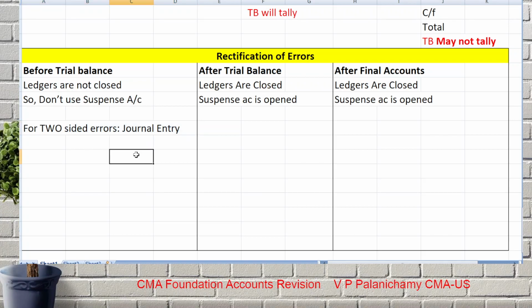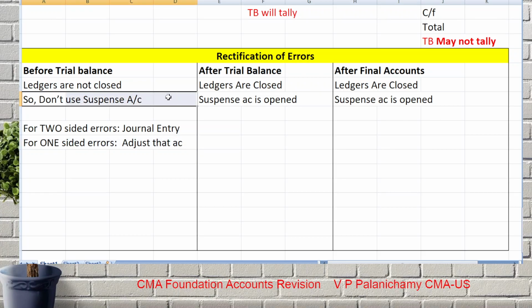Journal entry. For a one-sided error, if an error affects only one account, adjust that account. For example, machinery purchased not posted in the machinery account. What will you do? Post it in the machinery account, that's all. Salary paid 5,000 not posted in the salary account: post in the salary account. Cash withdrawn from bank not recorded in the cash account: record in the cash account. For all one-sided errors, adjust that account only. Don't use which account? Don't use the suspense account. We'll see an example.